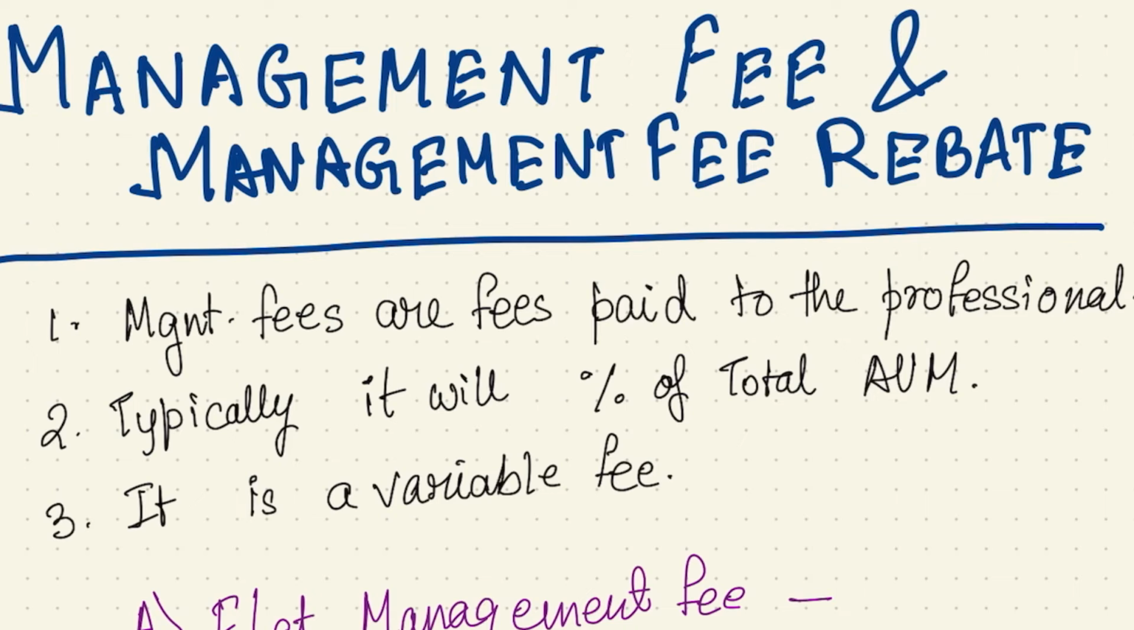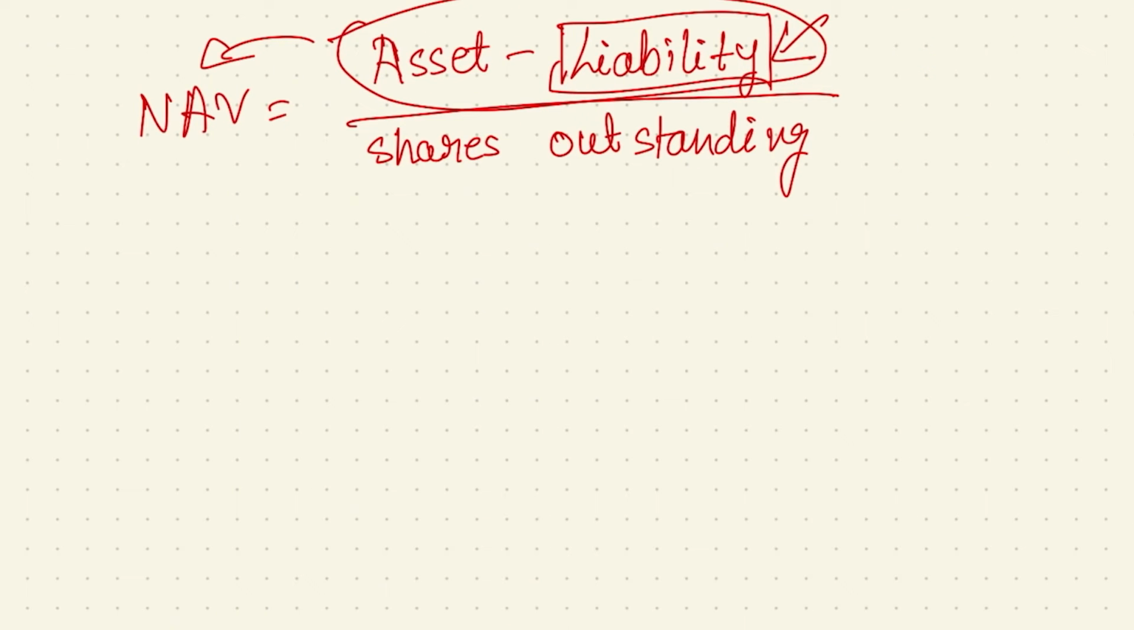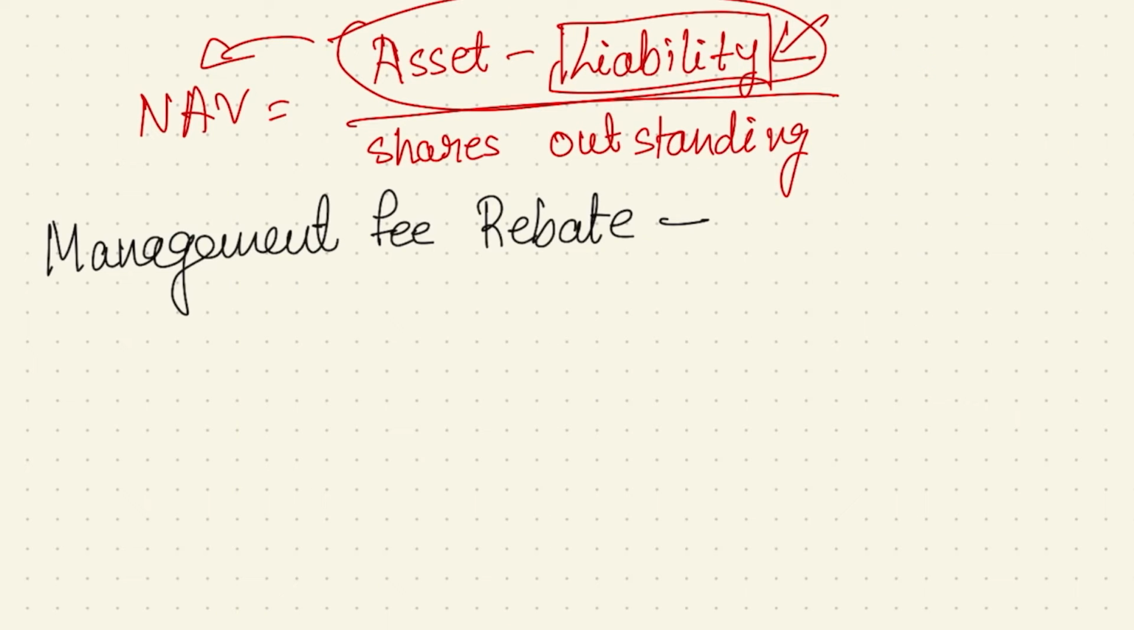Next, one of the very interesting topics is management fee rebate. Now I am going to tell you about management fee rebate. I am just going to tell you conceptually what management fee rebate is and why we get management fee rebate into the fund. Management fee rebate is a positive expense. So the first point to always remember is that it is a positive expense. So it will come into the asset of your fund because it will be a positive amount.